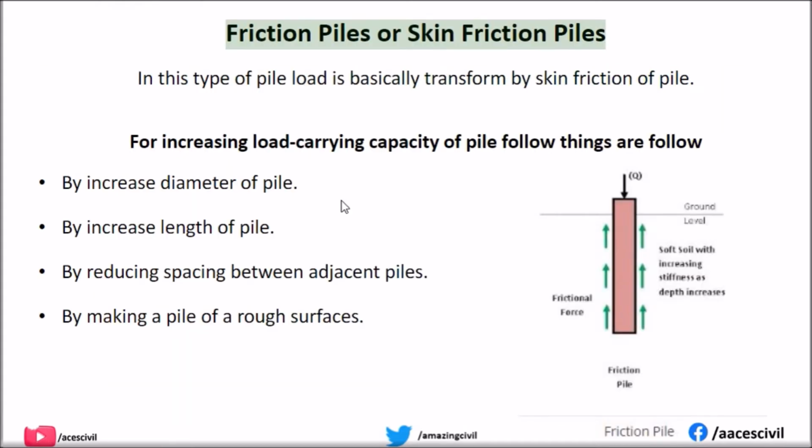Friction piles or skin friction piles. In this type of pile, load is basically transferred by skin friction of pile. For increasing load carrying capacity of pile, the following things are done: by increasing diameter of pile, by increasing length of pile, by reducing spacing between adjacent piles, by making a pile of rough surfaces.